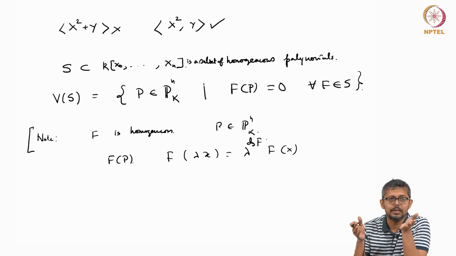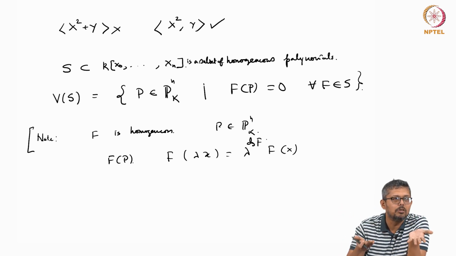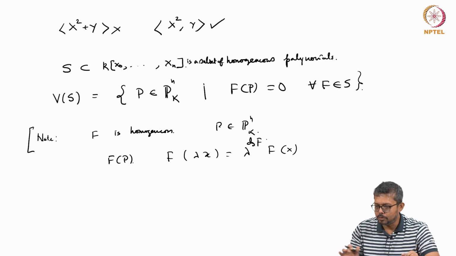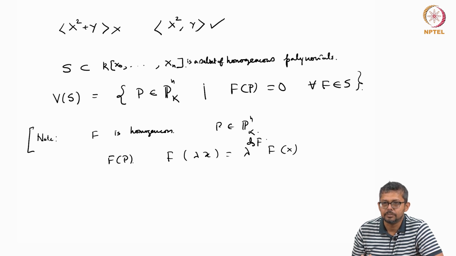But in general, in the affine case, what we saw is that if you take just a polynomial, you can evaluate it at a point. But here it is not the case. But if you take a polynomial and it goes to 0, then it makes sense. So that is the reason why we can define this D_S. So this is well defined.